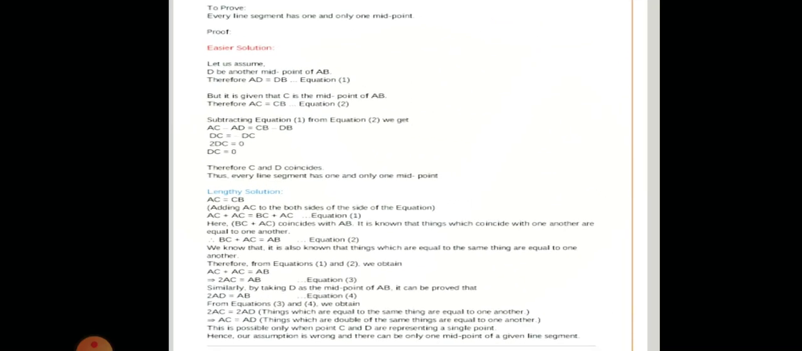Let there be two midpoints C and D. Line AB has midpoints C and D. C is the midpoint of AB. To prove: every line segment has one and only one midpoint.